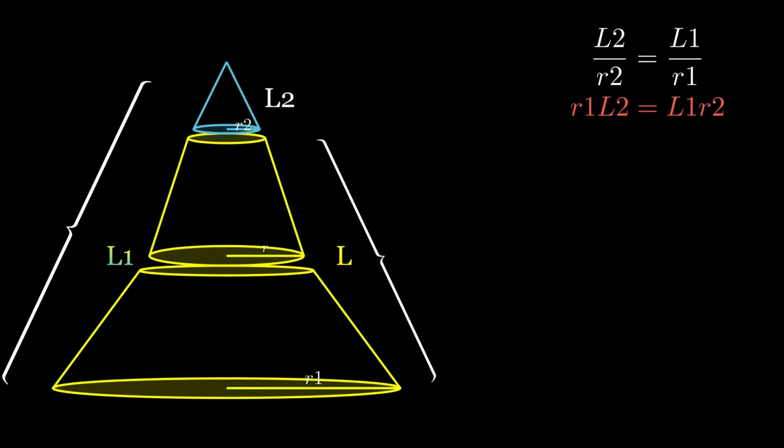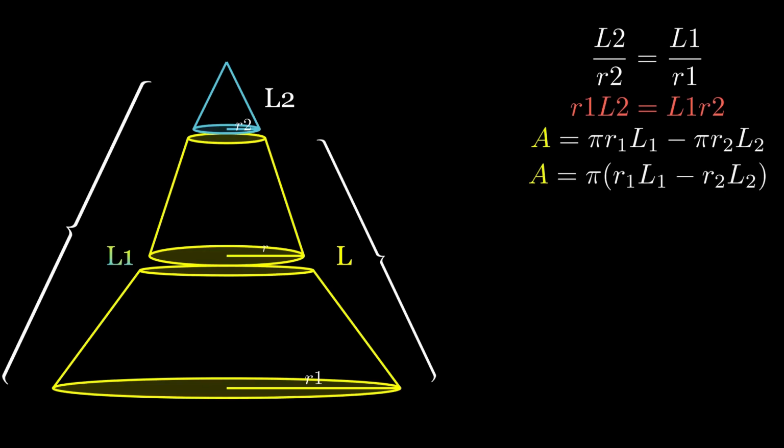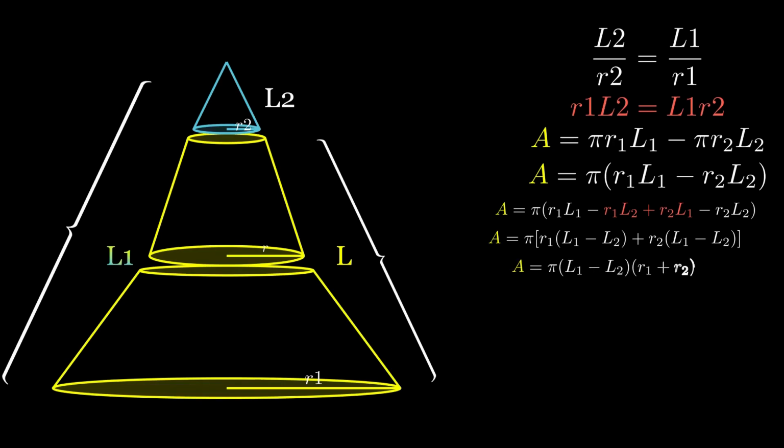Next, we are going to find the surface area of our frustum. To do that, we subtract the surface area of the top cone from the surface area of the whole cone. Next, we factor π out in this equation. Now we add our second equation. We can do that because its sum is 0. Next, we factor R1. Next, we factor L1 minus L2 out. Next, we multiply by 2 halves. But L1 minus L2 is the side length of our frustum, and (R1 plus R2) over 2 is the radius of our frustum. So the area of our frustum is 2πrl.